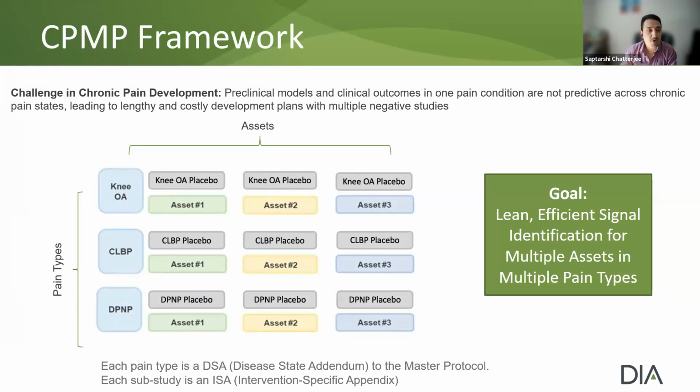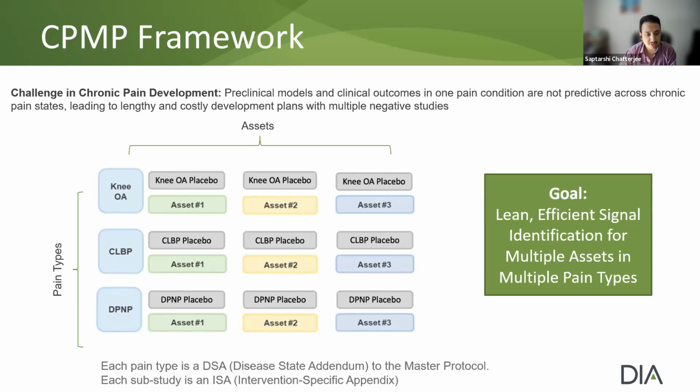So this is the framework at a very high level of the chronic pain master protocol. We basically have a grid structure where in the rows we have the indications: knee osteoarthritis, fracture pain, and diabetes peripheral neuropathic pain. And we have what we call ISAs.